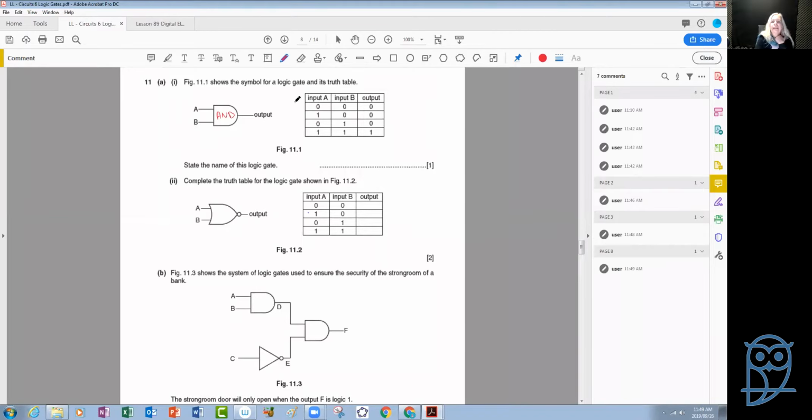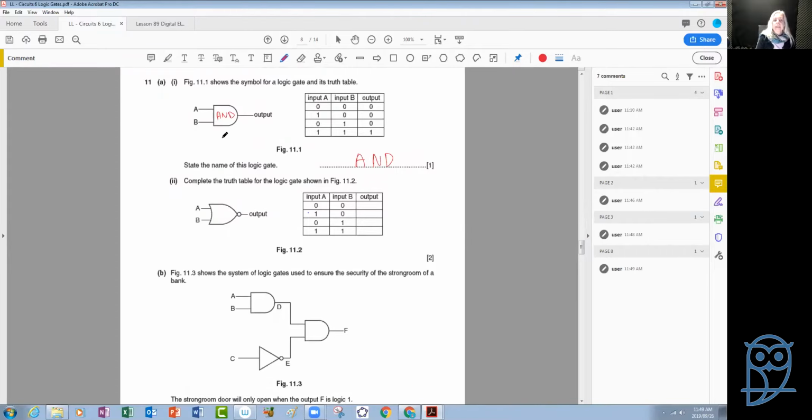All right, so since it's an AND gate, remember both inputs must be 1 if the output is to be 1. So we see input A and input B must be both 1 for the output to be 1. For any other combination of inputs, the output will be 0. And we can see that indeed this table confirms that this is the AND gate. All right. Now, state the name of this logic gate. The name is AND.